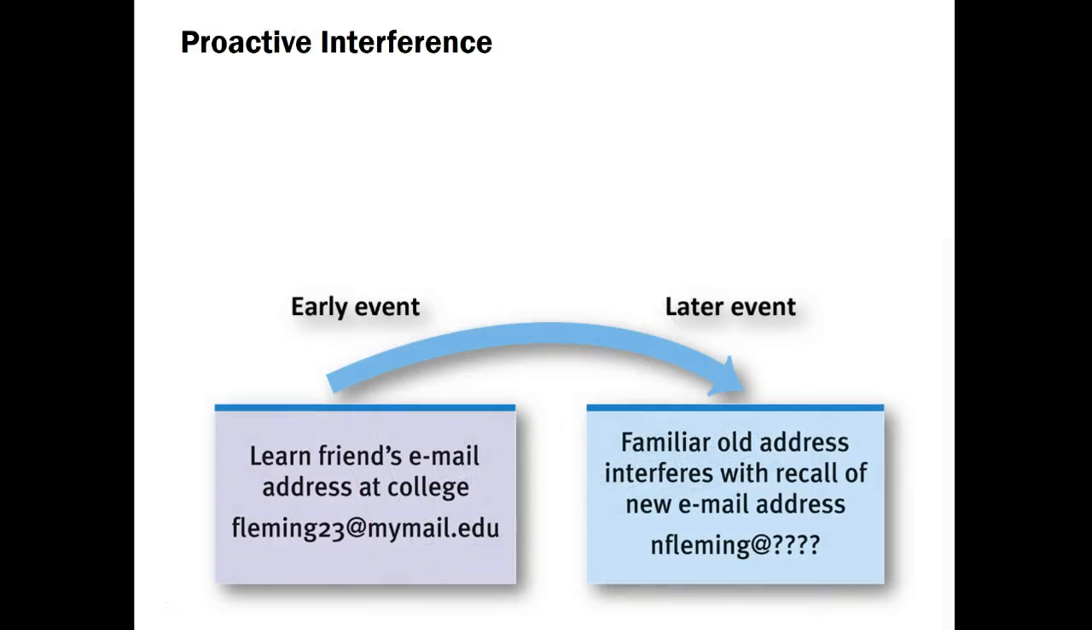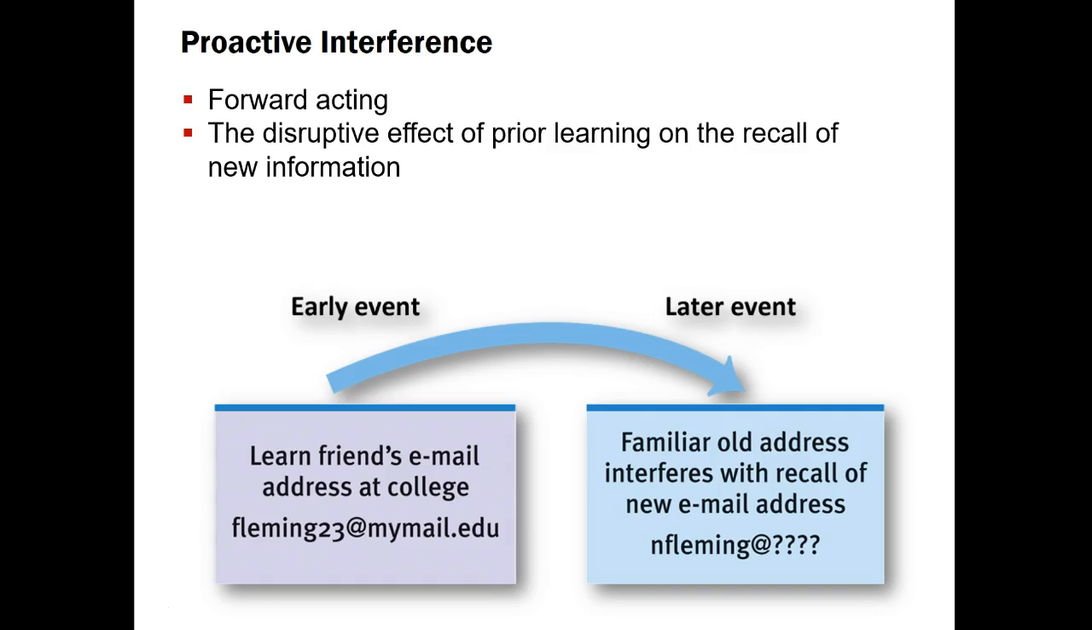Sometimes we have difficulty because of interference. And proactive interference is when prior learning has an effect on our ability to recall new information.